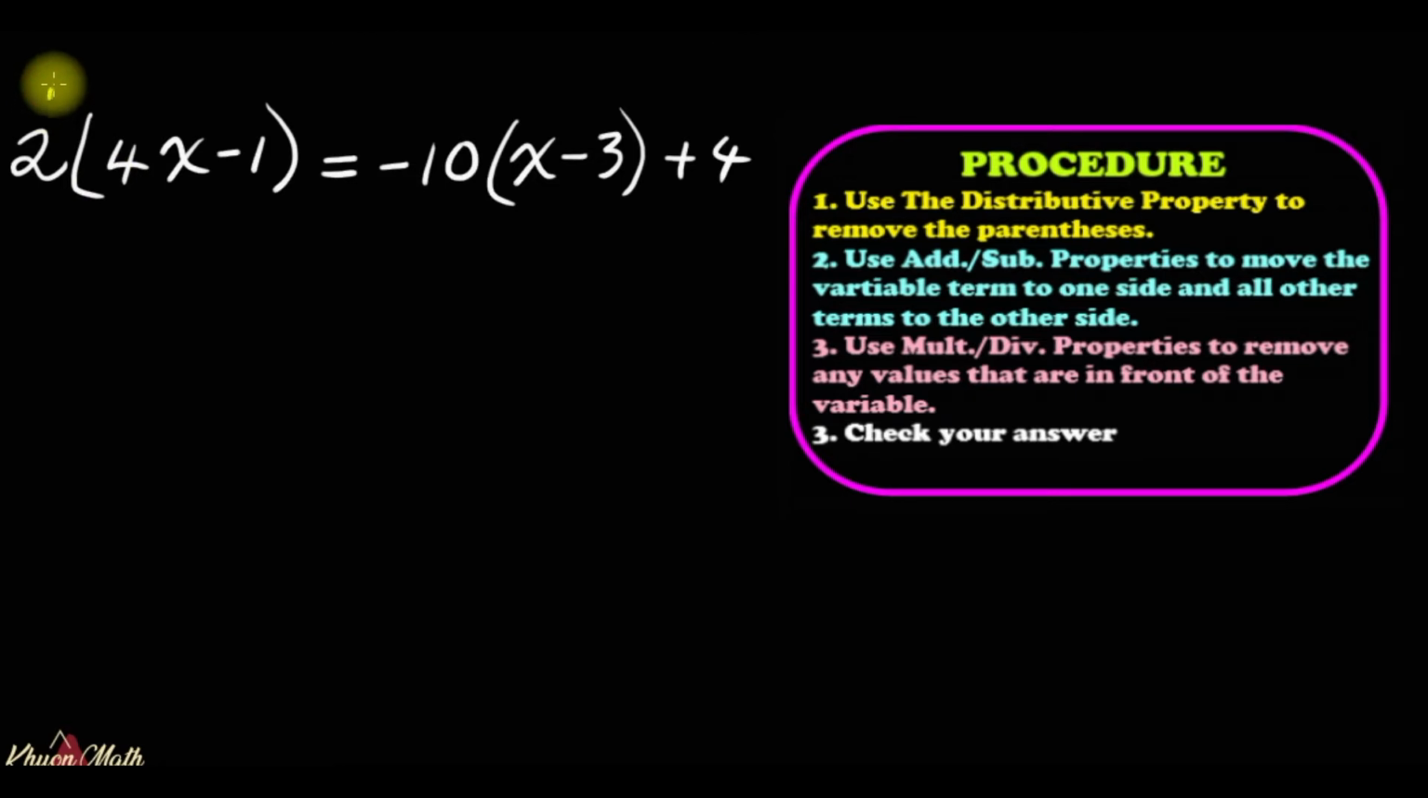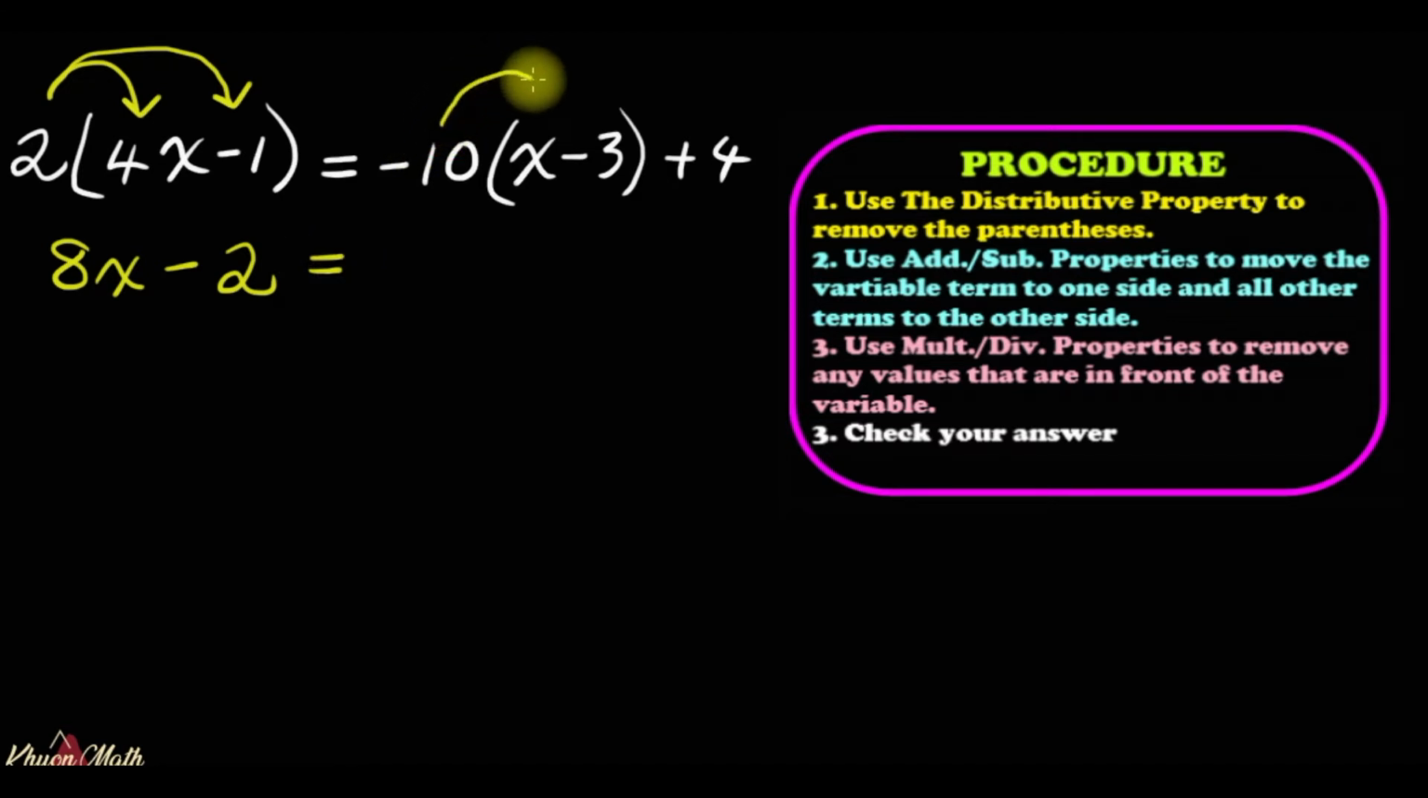So here you have to distribute the 2, so 2 times 4x, and then 2 times negative 1. So 2 times 4x is 8x, and then we have minus 2. Bring down the equal sign. The distributive property again to remove this parenthesis, so we distribute the negative 10. So you have negative 10x plus 30, and then bring down the 4. Okay, so that's step 1.